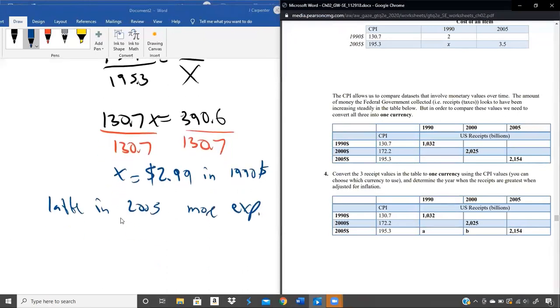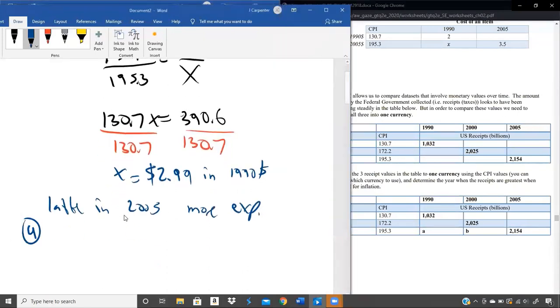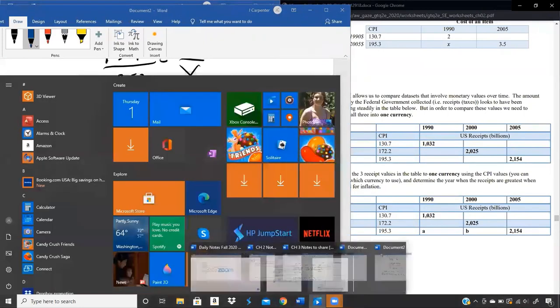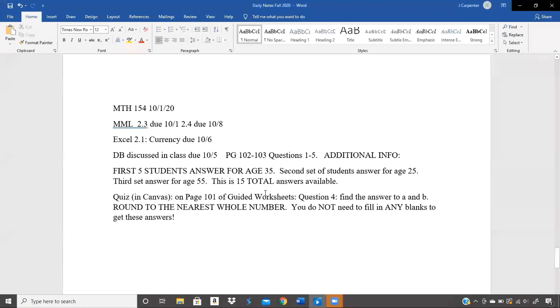Question 4, and that's on page 101. This is your quiz. Answer A and B. The same instructions we're seeing on your whiteboard. Page 101, find the answer to A and B. Round to the nearest whole number.